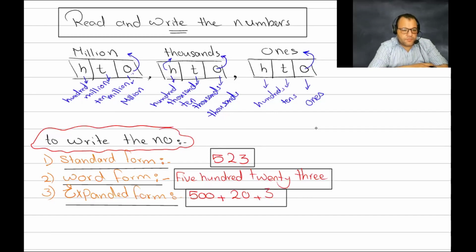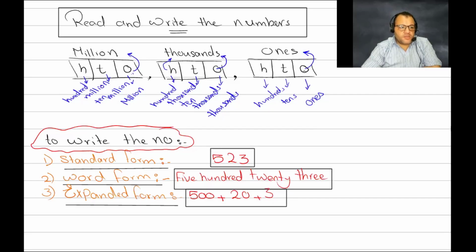Abdurrahman, what's the problem? What is the HTO, like in the numbers? O is the ones place. T is the tens place. H is for the hundreds place.